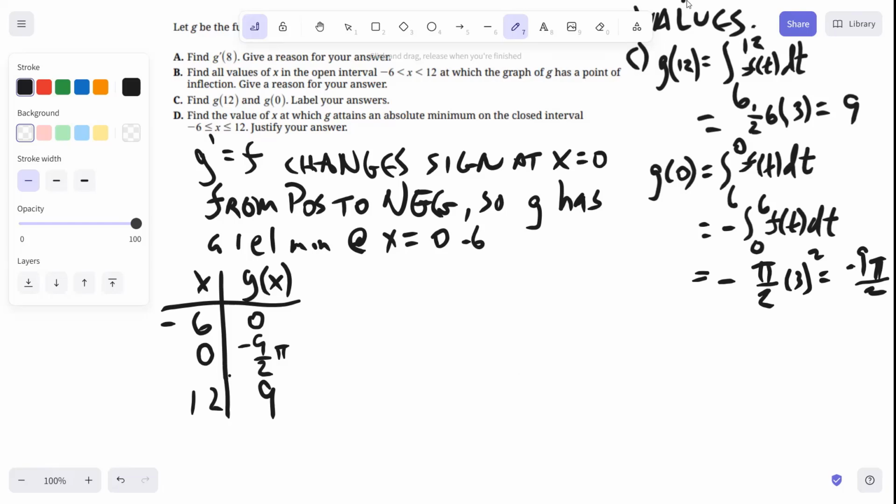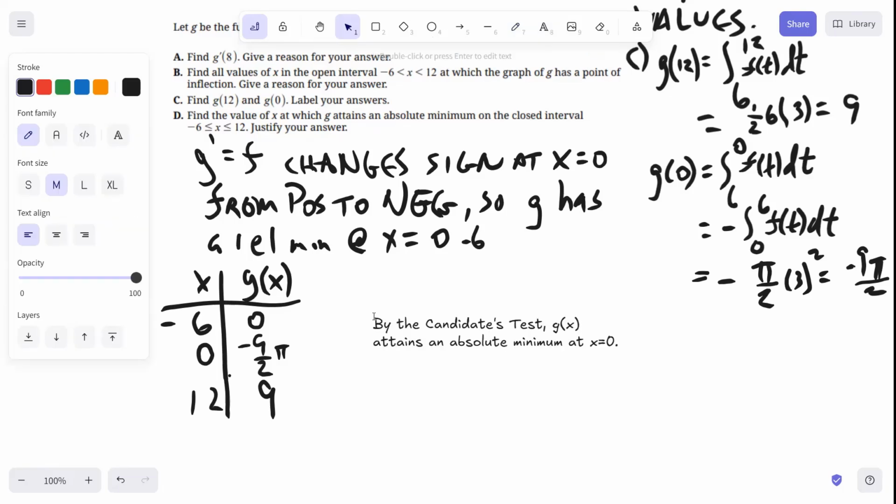So you have to just write that in a statement. I'll put that there for you. There you go. And with that, that is question number 4. Hope that was helpful to you.